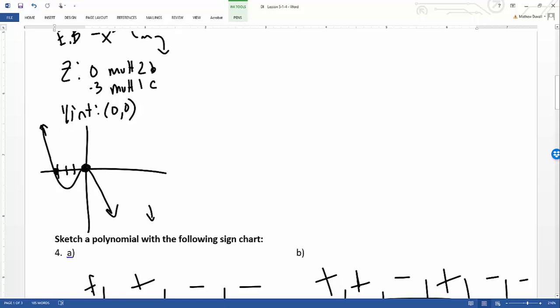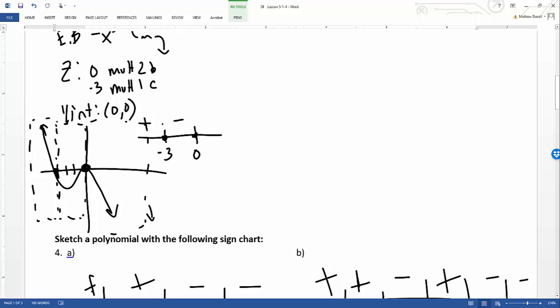Now, the sign chart is we take the zeros and put them on a number line. So negative 3 and 0. In each region, we just say, is it above or below the x-axis? Above is positive, below is negative. So in the region left of negative 3, it's above the x-axis, so I'm going to say positive. Between negative 3 and 0, it's below the x-axis, so negative. And then from 0 to infinity, it's below the x-axis, so negative.